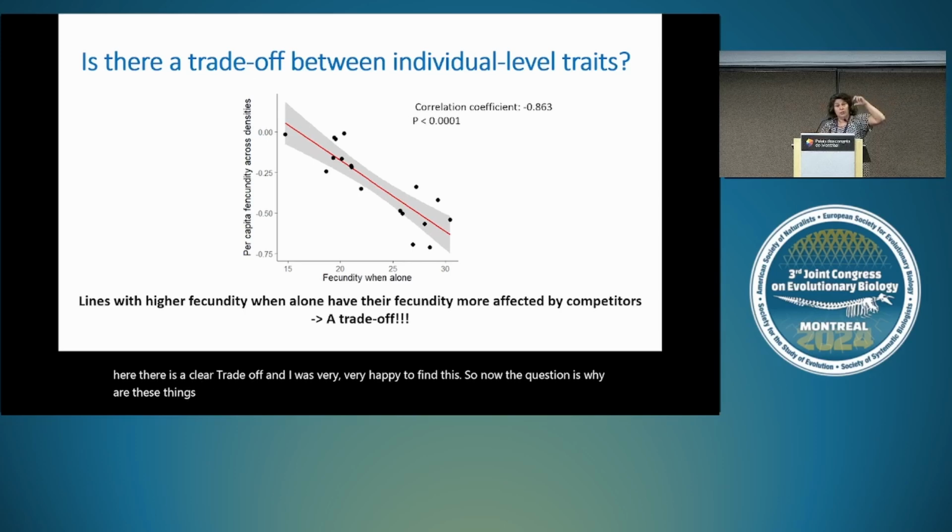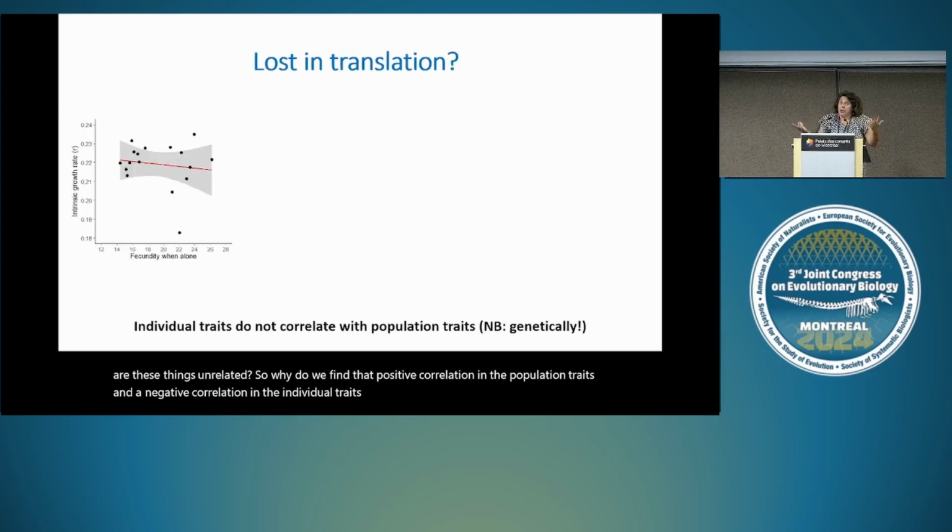So why do we find the positive correlation in the population traits and a negative correlation in the individual traits? We don't really know. But what we know is that there is no correlation between the individual traits that we identified and the demographic parameters that we were seeking to explain.